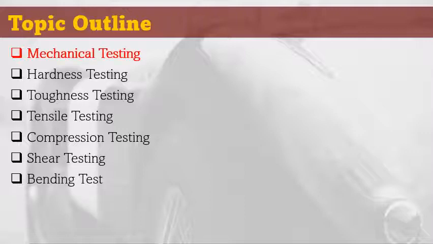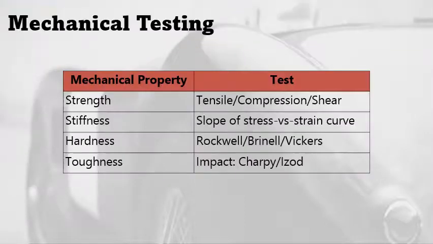Starting with the general test, which is the mechanical test. So again, mechanical properties are relevant for engineering. Some examples are shown here in the table, like strength, stiffness, hardness, and toughness.